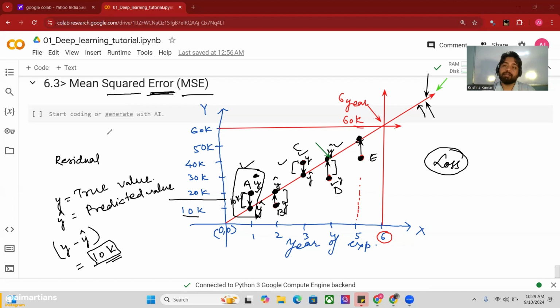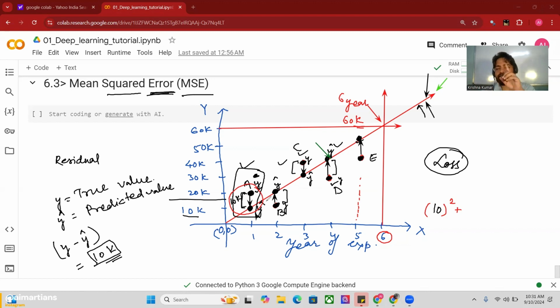Now square. Because this is the formula, mean square error. So first we have to calculate the error of each data point. I calculated the error of each data point. Now I have to square them. Let's say from here I'm getting 10K of loss. So I calculated the loss of this data point. Let me pick another color. Of this data point, I calculated loss, which is 10. So I will calculate the square of this.